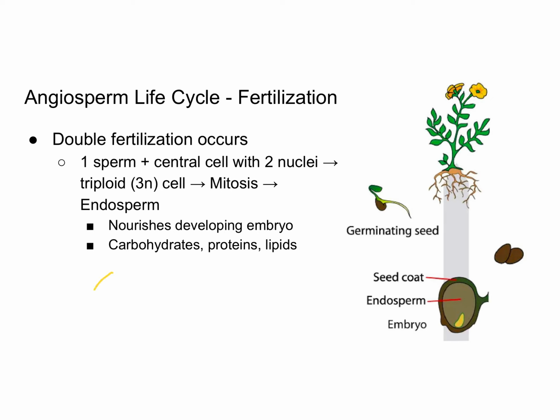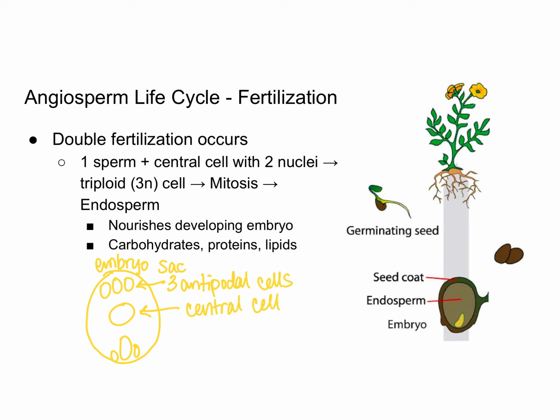Recall that in the embryo sac, there are 7 cells present. There are 3 antipodal cells, a central cell, an egg cell, and then 2 synergids.